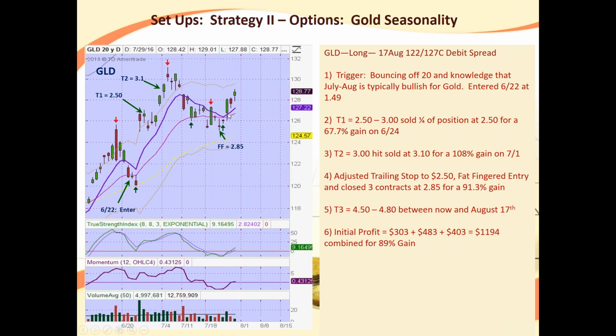So really been enjoying this trade, and we'd be looking for more of the seasonality type trades as we move into other seasons.